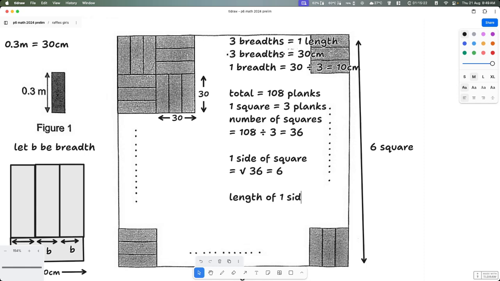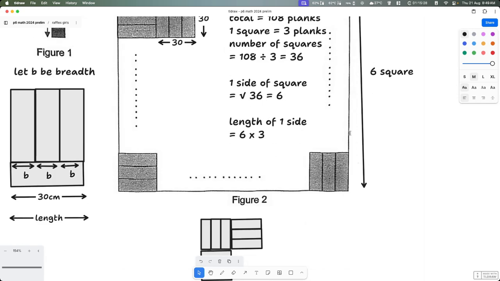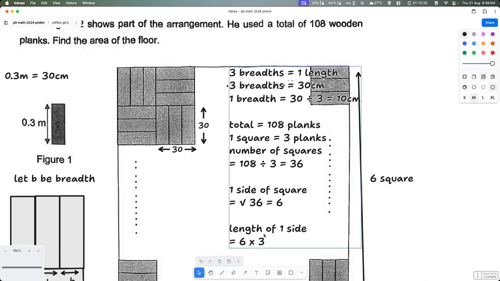So the length of one side is equal to 6 squares times 3, which is this whole thing. But we don't need times 3, we just have times 30. And this would then become 180 centimeters. Okay, so that's the length of one side of the square.